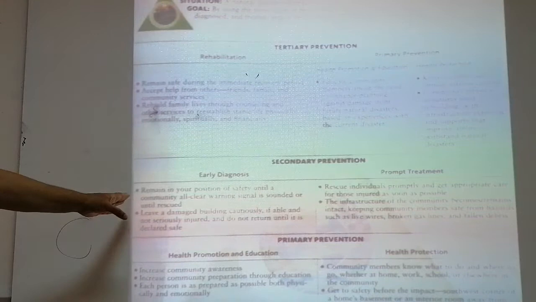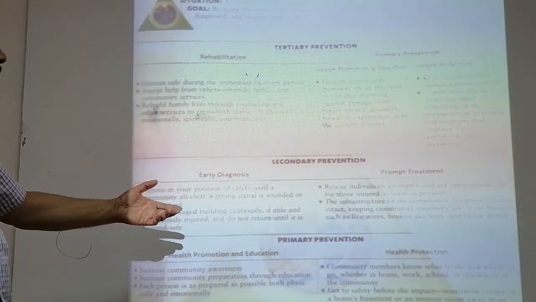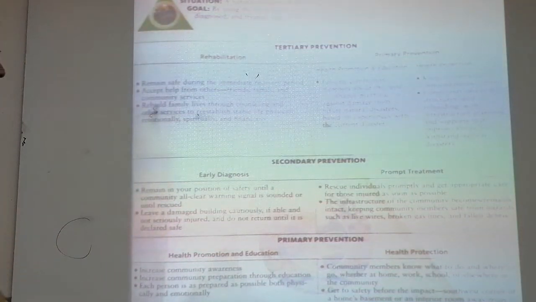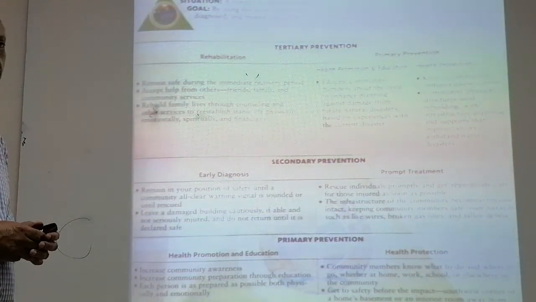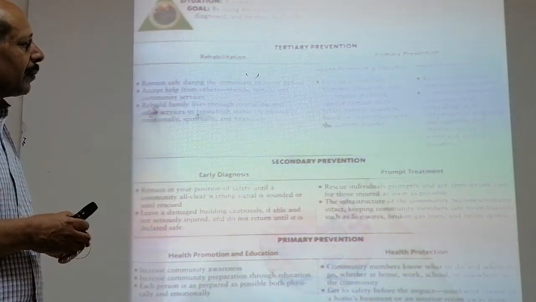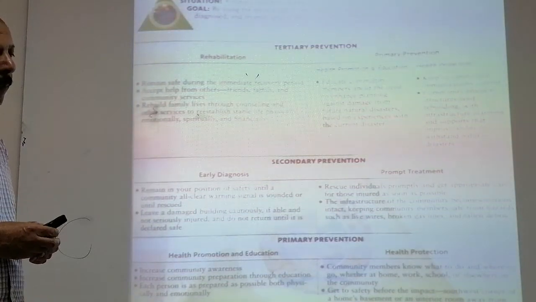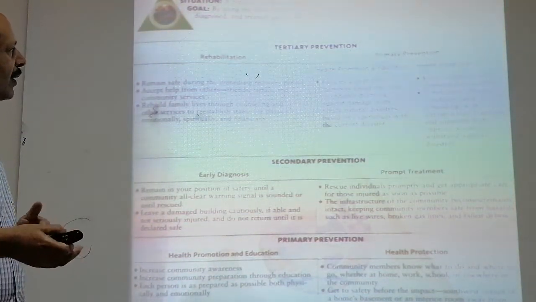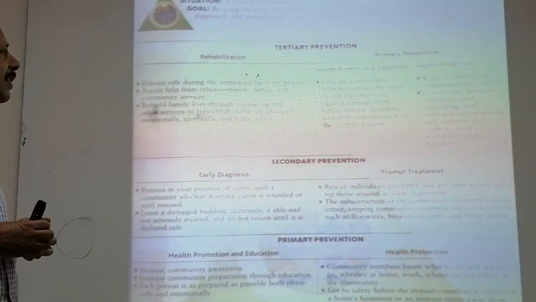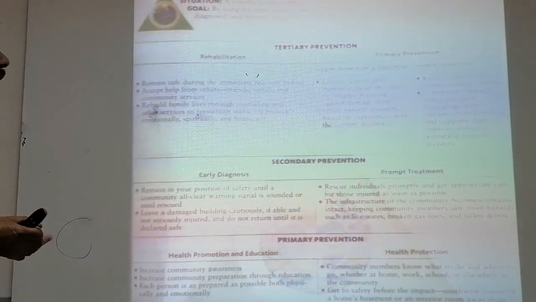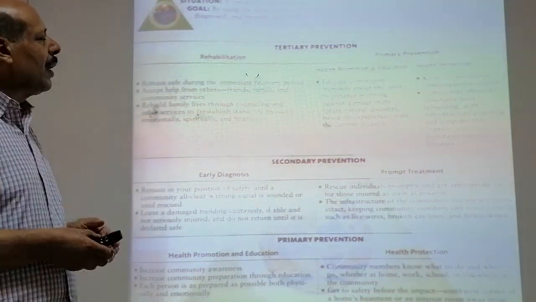The secondary prevention is early diagnosis and staying in a position of safety until the community hears the clear warning signal. So in this case, it is during the disaster, what to do: rescuing individuals, dealing with them at the site, doing first aid for them, then preventing further injury. Then the tertiary prevention, which is the third stage: rehabilitation of the people, rehabilitation of the site, rebuilding, reconstruction. So this is the tertiary prevention.